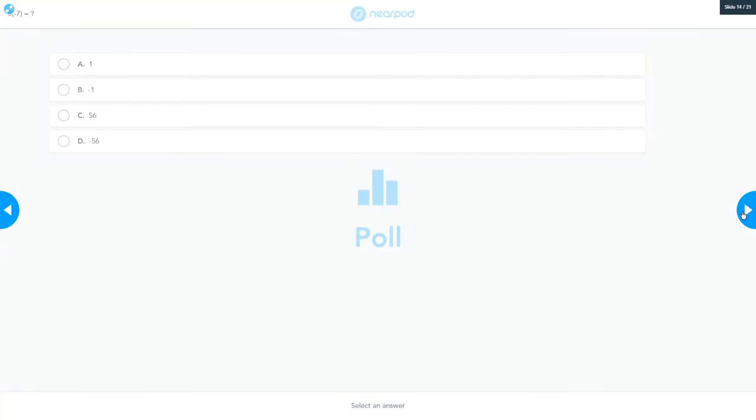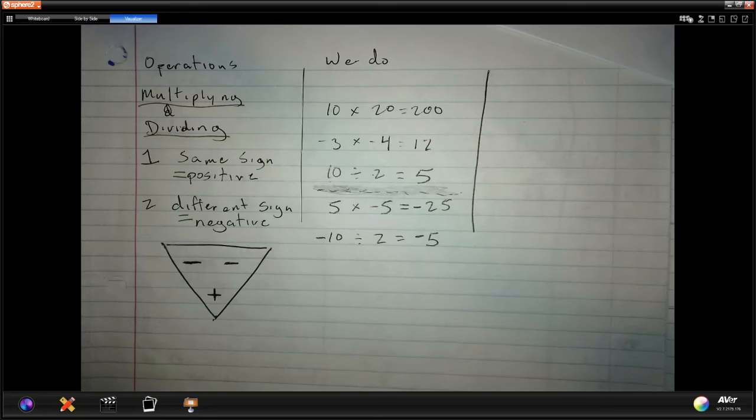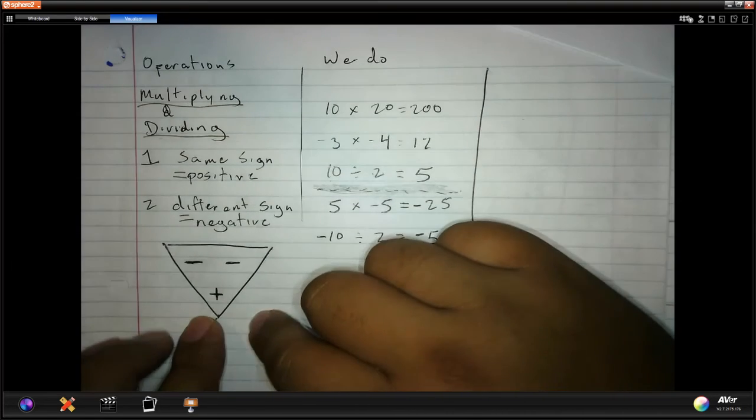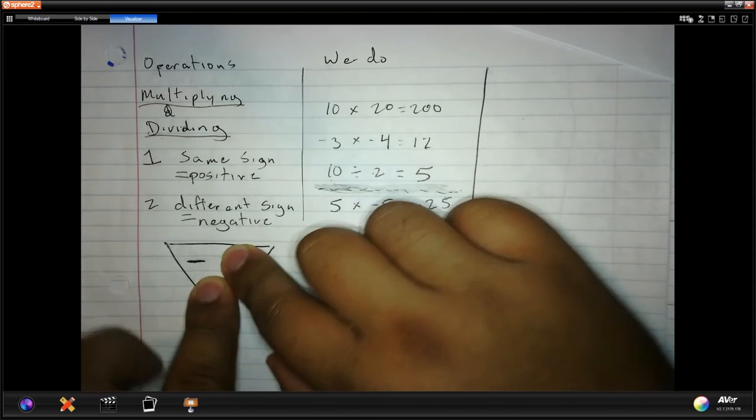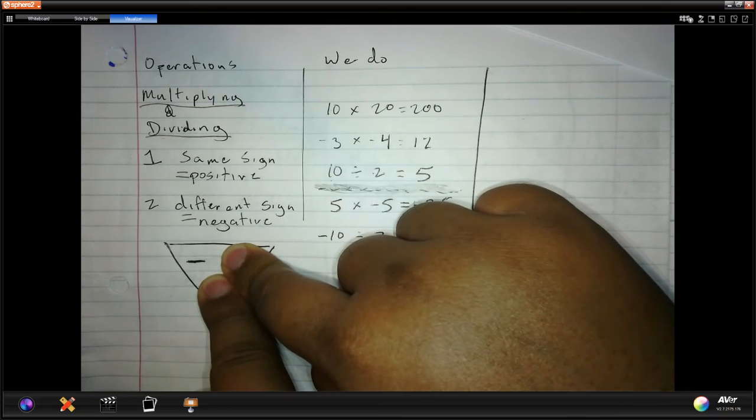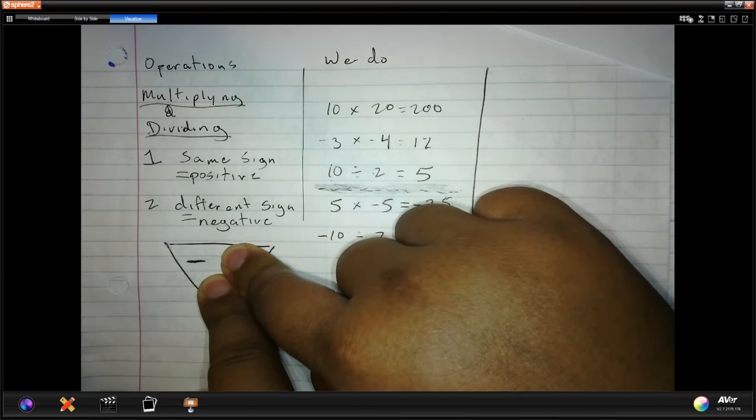Now I want to know if you guys can work out a problem. So here is a problem for you. We have a positive 8 times a negative 7. What does it equal? So let's go ahead and look back at our notes. We're going to look at that triangle. Real quick, I'm going to take a peek at my notes. Okay, so I had a positive 8, a positive number, and then I had a negative 7, a negative number. So using this triangle, that's how I'm going to figure out whether my answer is going to be positive or negative.